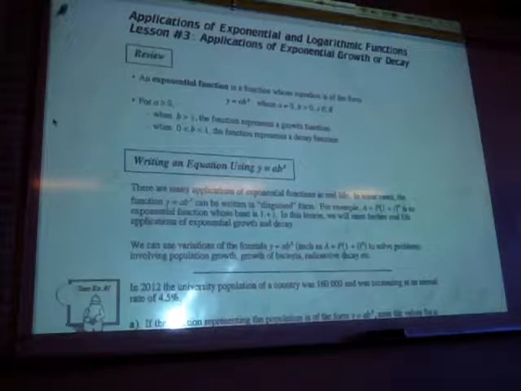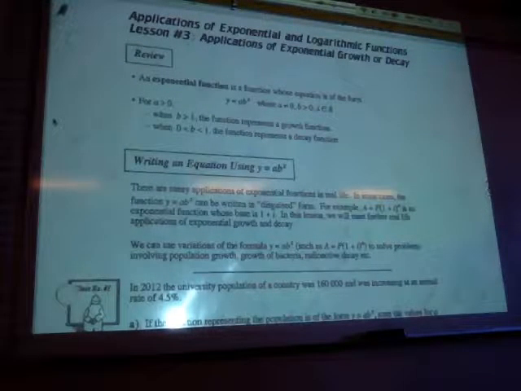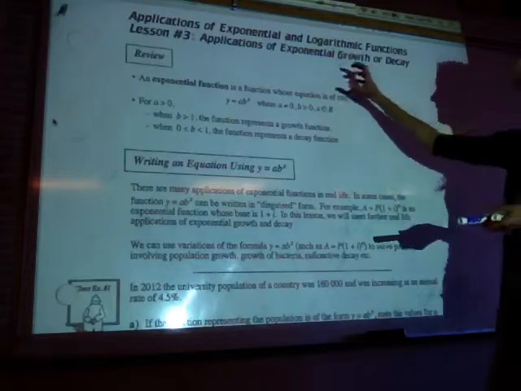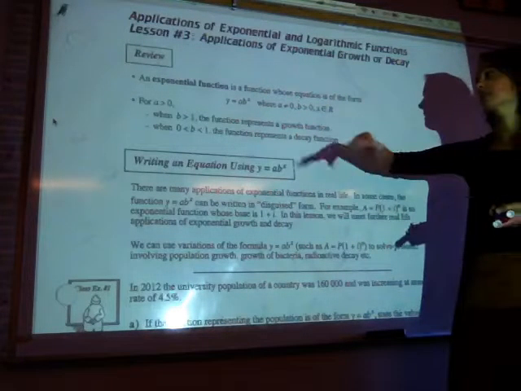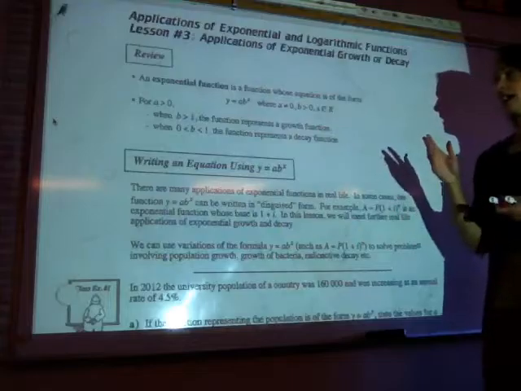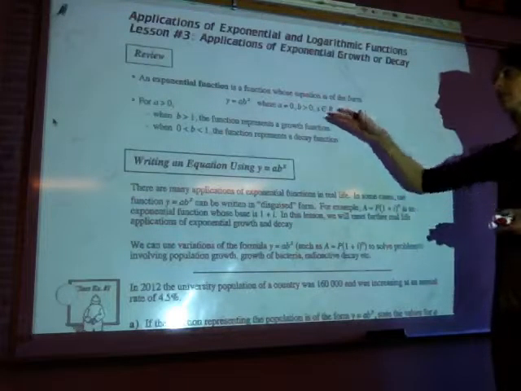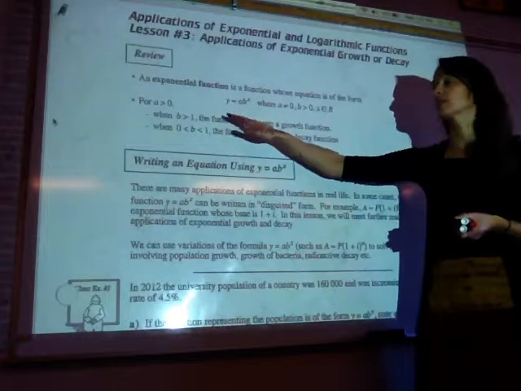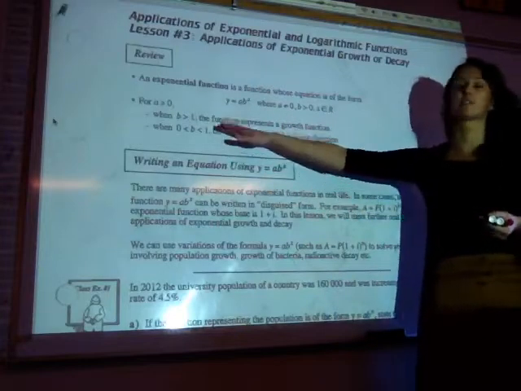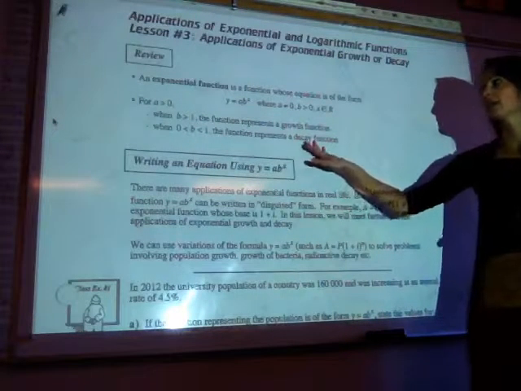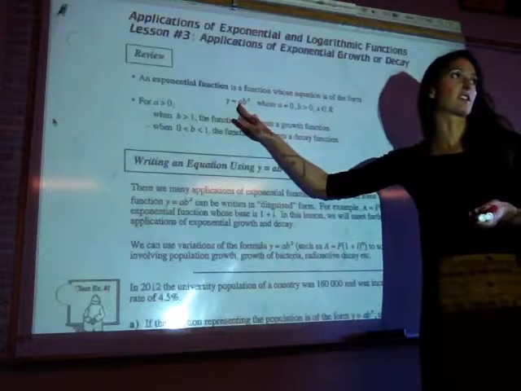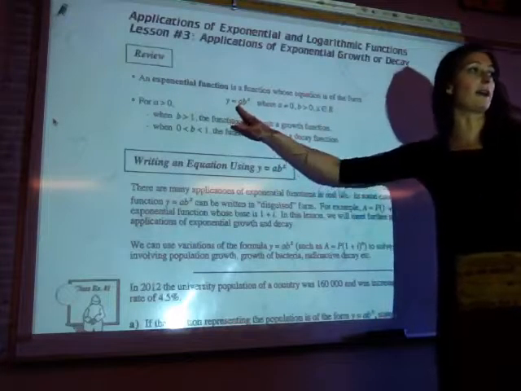So now that we've reviewed the properties of an exponential function, we're going to look at some application questions where we're interpreting what's happening based on a, b, and x. Okay, so just one more time, if b is greater than 1, we have a growth. If it's between 0 and 1, we have a decay. And our a tells us the vertical stretch, which also tells us the y-intercept.